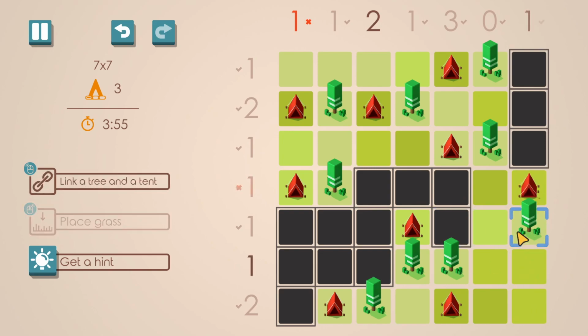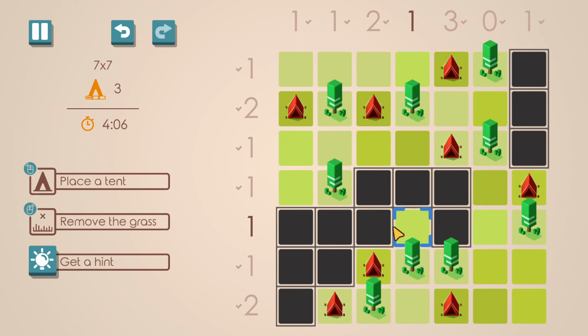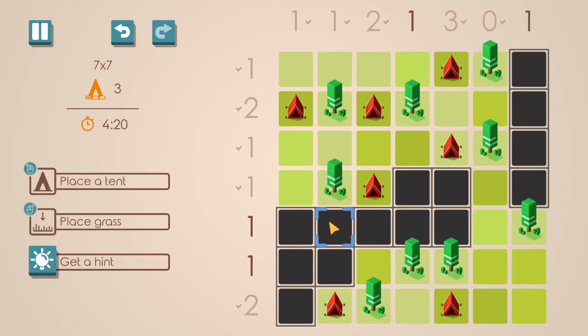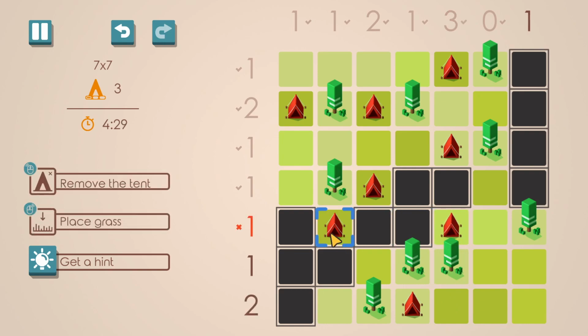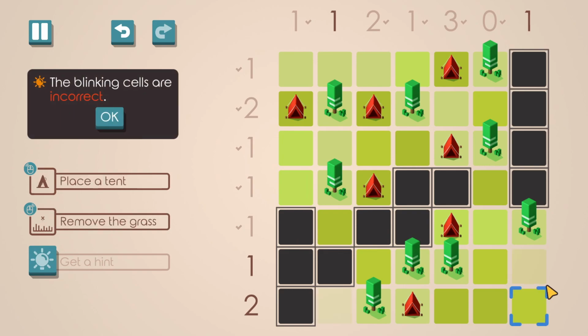Well, if I put that there, got rid of that. See, there's a 2 and a 1, so someone's missing something across the bottom here. Which would be that tent there, but that doesn't work either because it has to touch one of these two, this guy's 2 things. So that can't be right. 2 in that row gets rid of 1 in this row. That makes this guy conflict. That makes these 2 conflict. Give me a hint. What's a hint look like in this game? The blinking cells are incorrect.